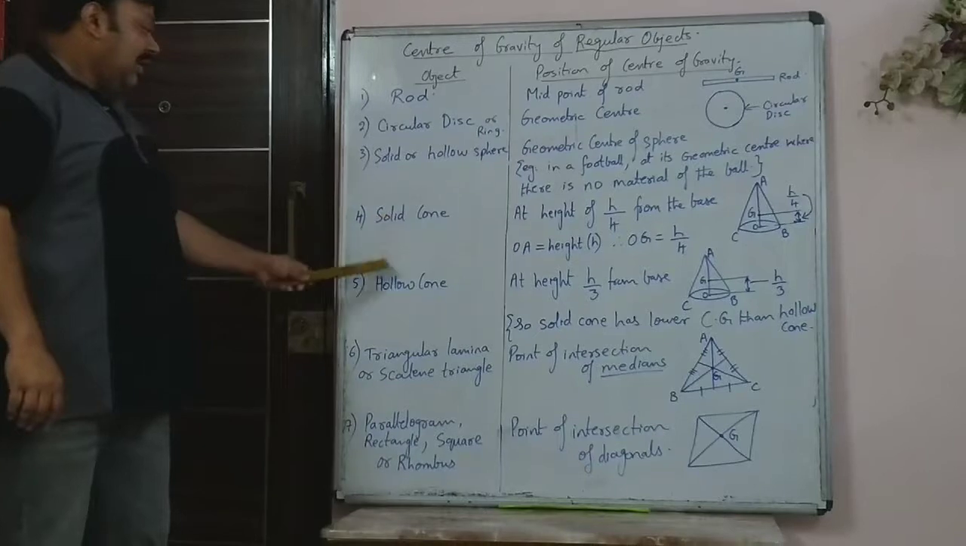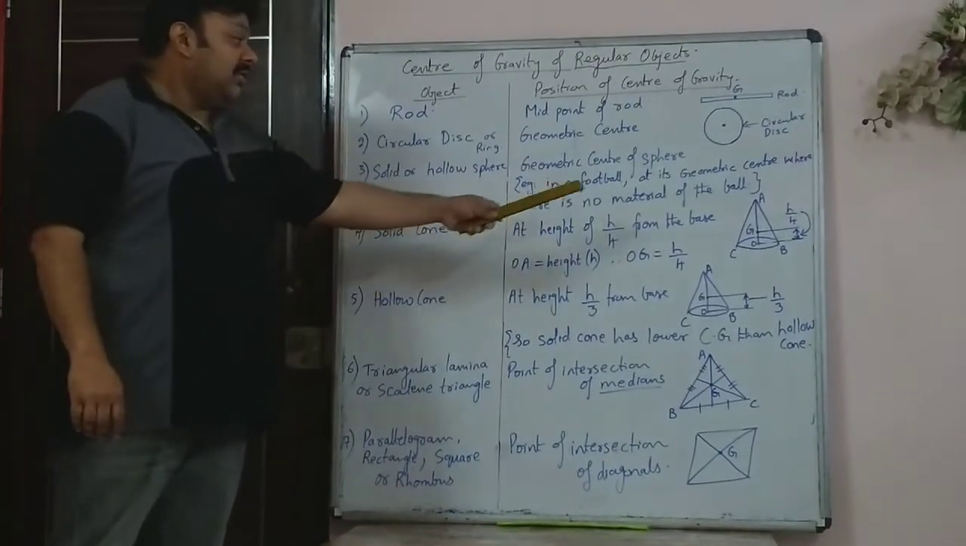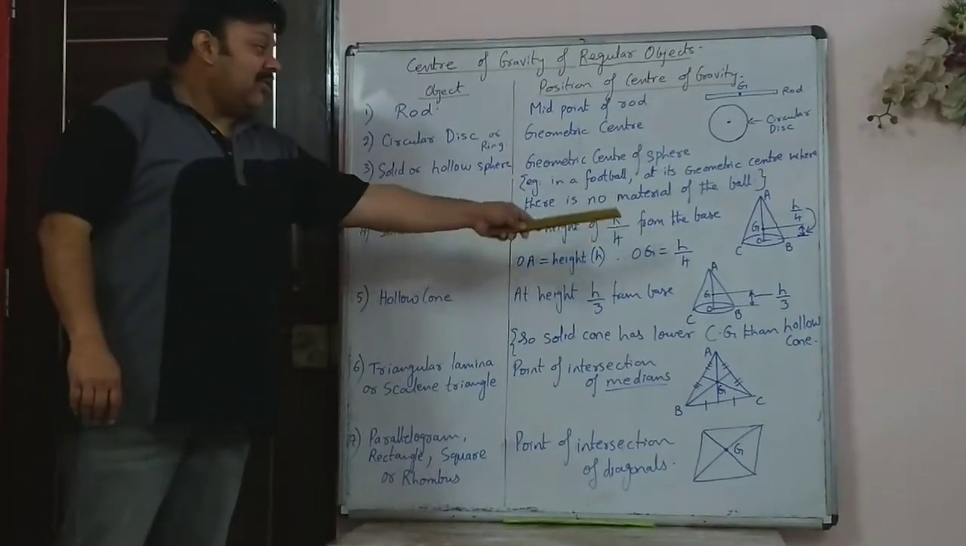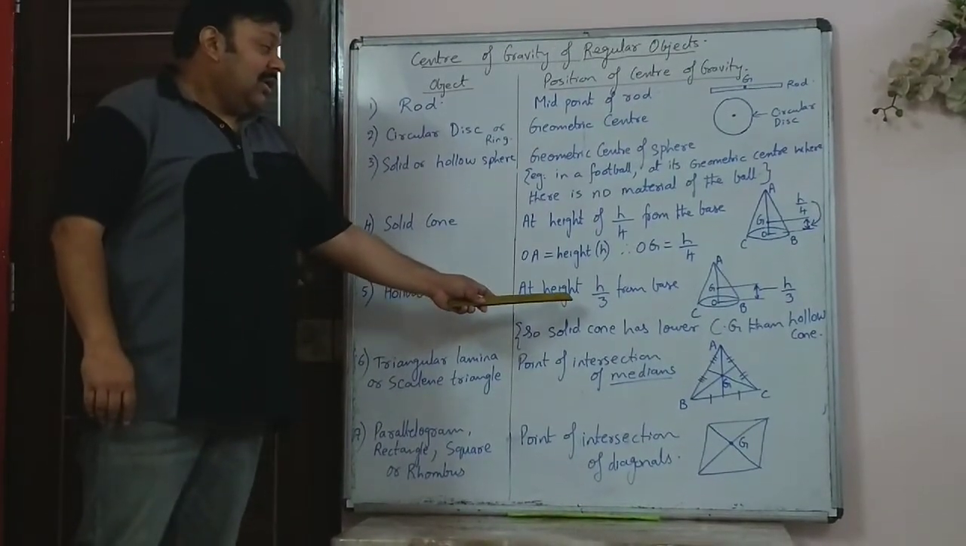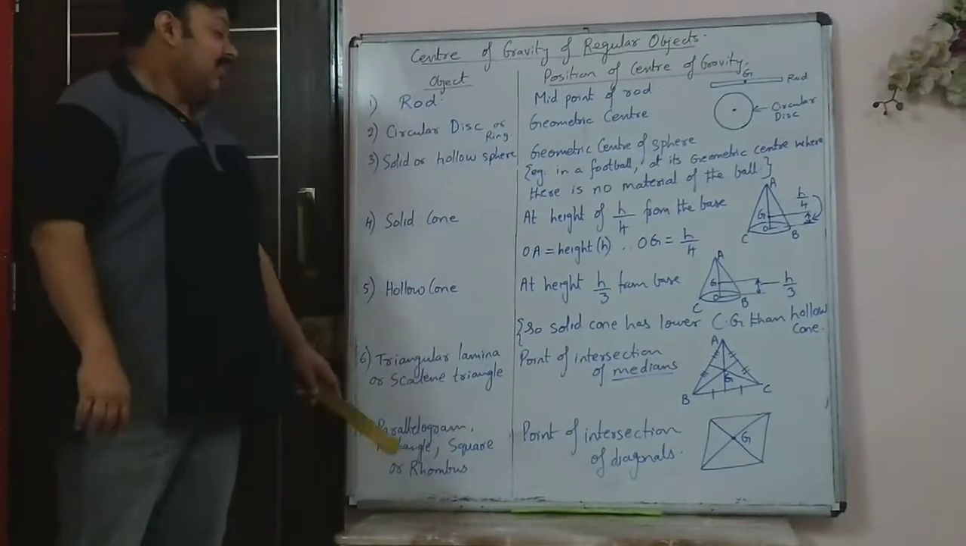So solid and hollow cone, remember solid cone is at a height of h upon 4 from the base, and hollow cone is slightly higher center of gravity at a height of h upon 3 from the base.